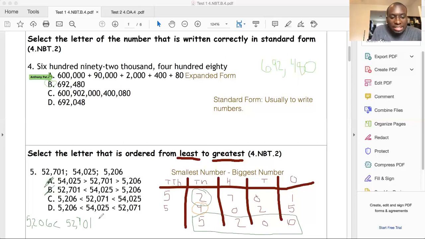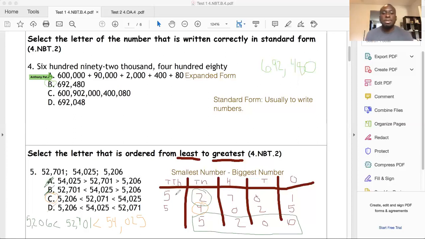My last number is 54,025, which is answer choice C.